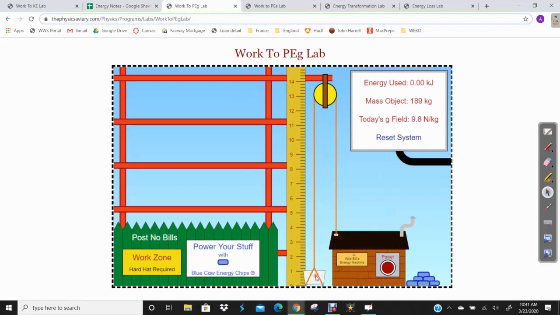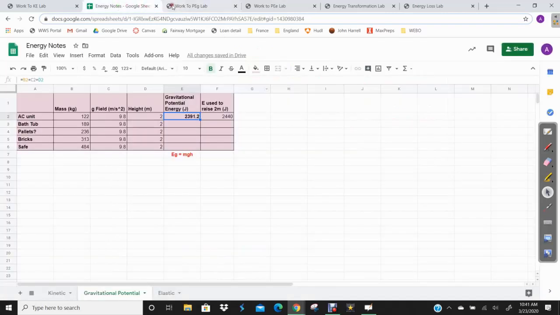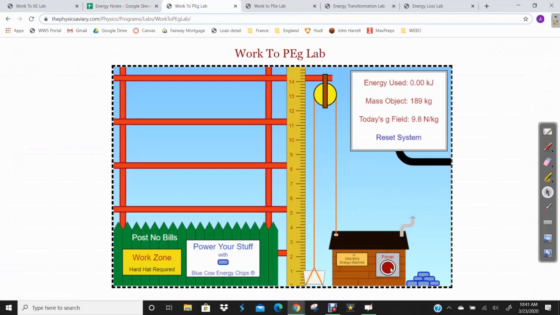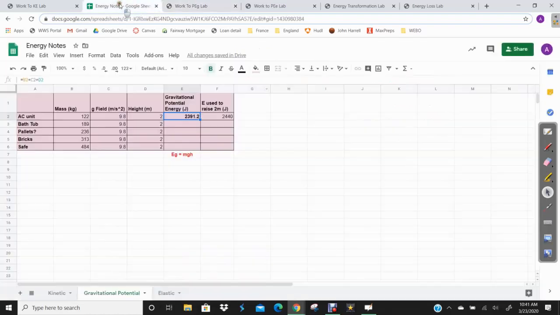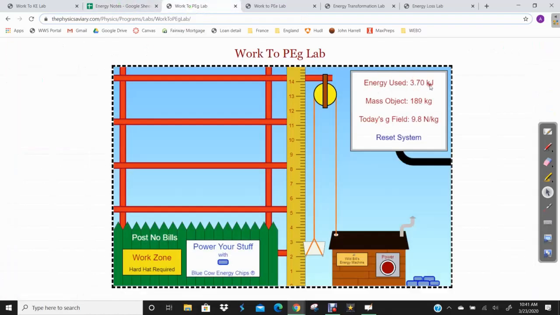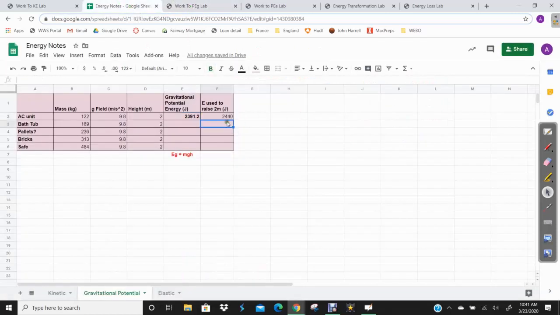So we'll switch this to the bathtub, which is the next one. We'll put in a power bar and raise it up. Okay, so this time 3,700 joules to raise it, which is the energy used up here. I want you to notice that the mass of the AC unit was lower than the bathtub, and it did take less energy to raise the AC unit than it did the bathtub.